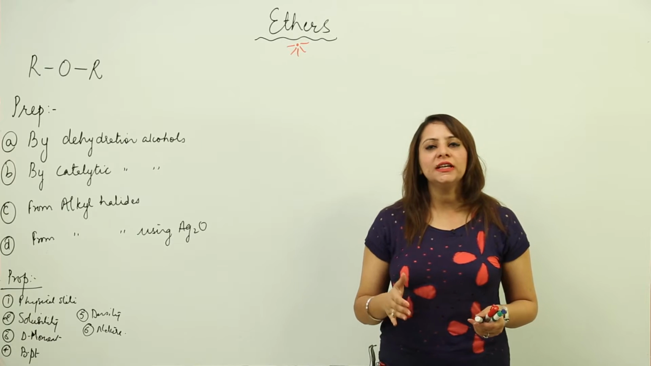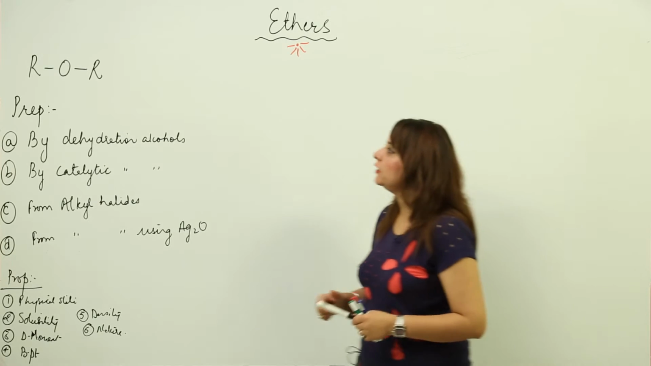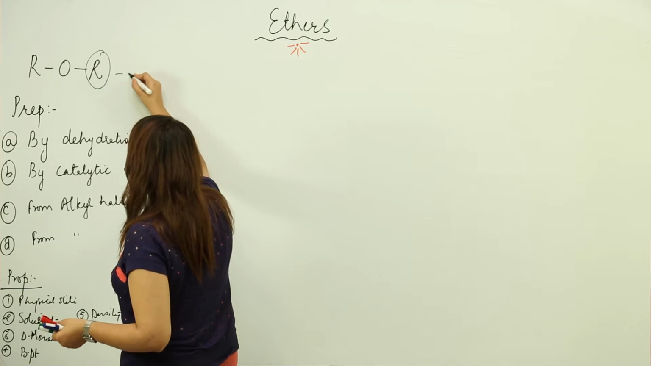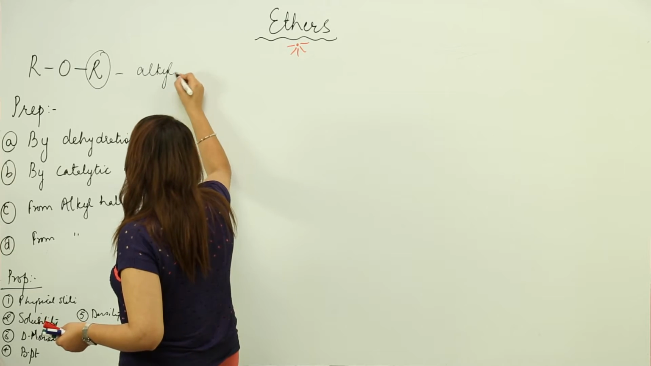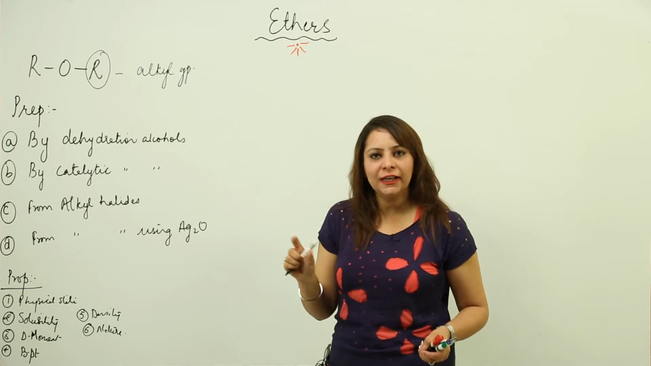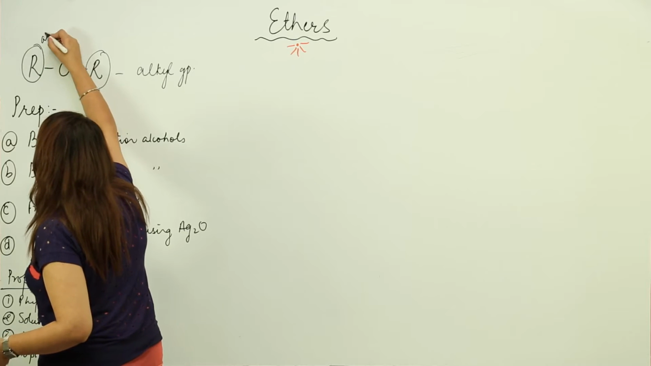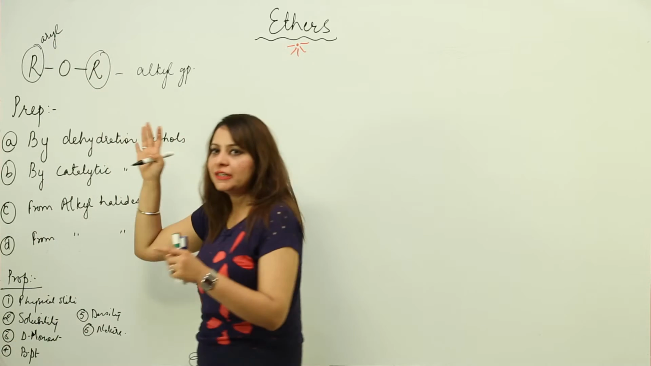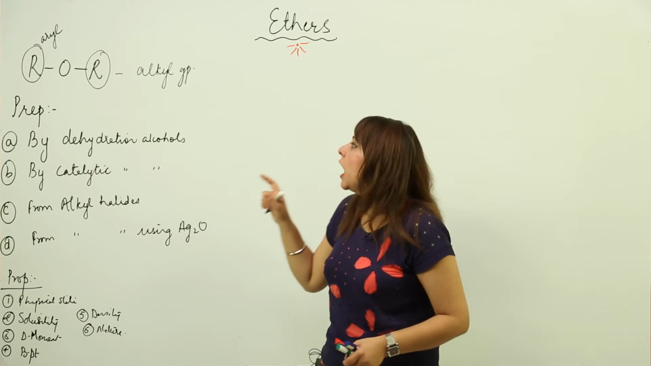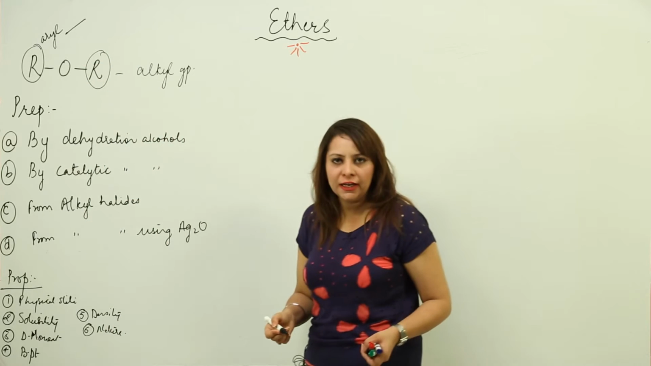Now we are starting with the detailed study of the functional group, that is ether. As you all know, ether is ROR, right? So this R can be an alkyl group. If both the R are alkyl groups, it is a dialkyl ether. It may happen that one is an alkyl group and the other is an aryl group, then it is an alkyl aryl ether. And if both groups are aryl groups, then it is called a diaryl ether.